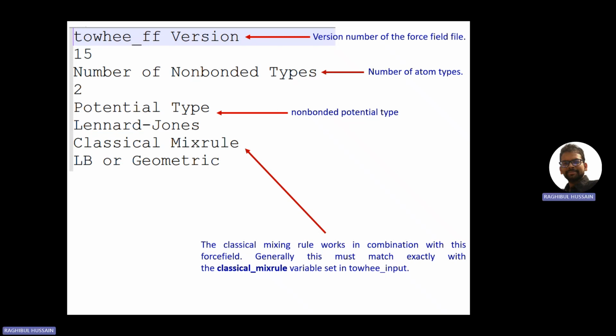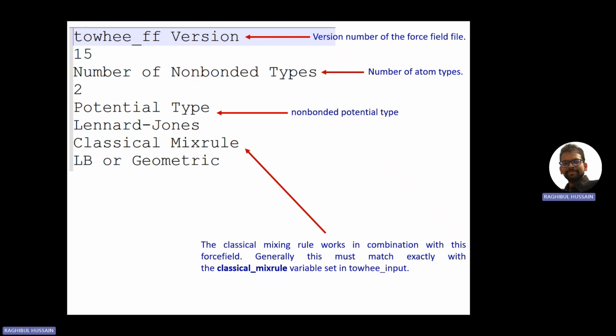In the force field file, how much information is required? We require information on the non-bonded types. Non-bonded types are sigma and epsilon. Then bond, then angle, then dihedral. So we have to give information about four things: non-bonded, bond, angle, dihedral. We will always start with the non-bonded. First you write at the top the number of non-bonded types. In this case, how many atom types do we have? Two, HW and OW. So you write two.